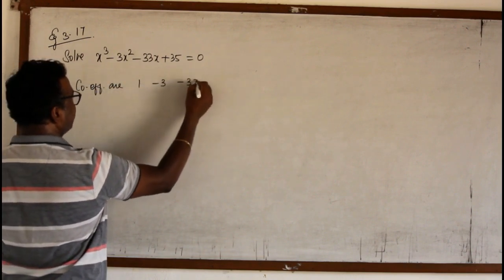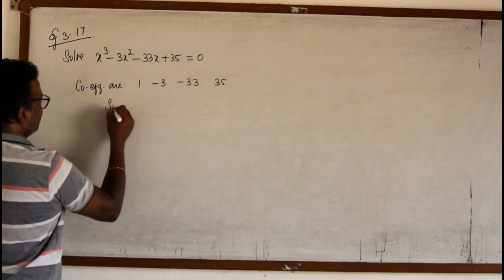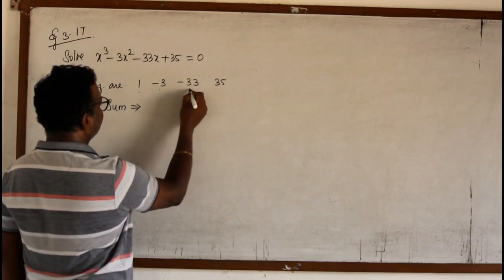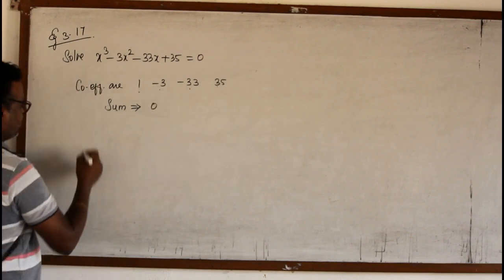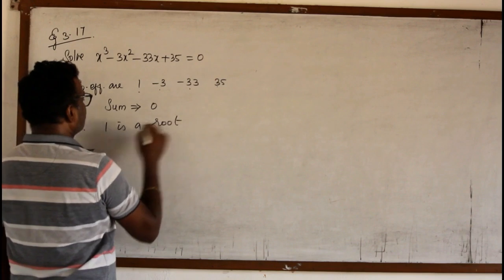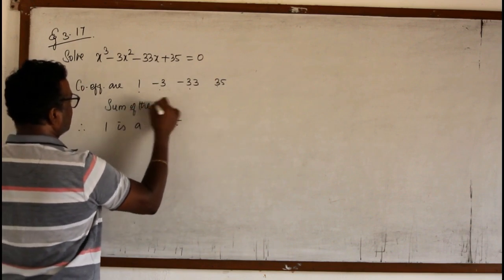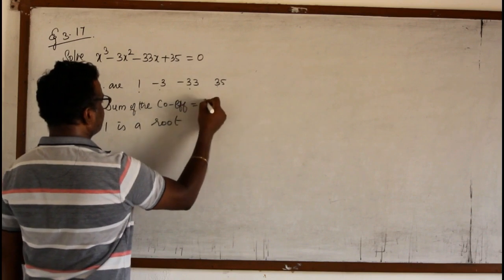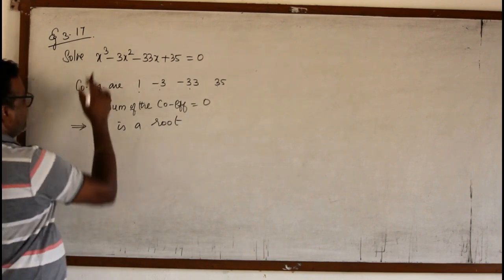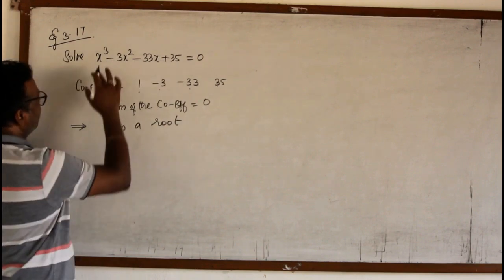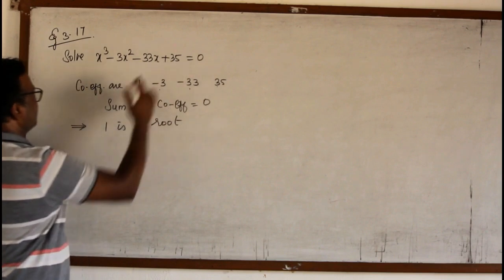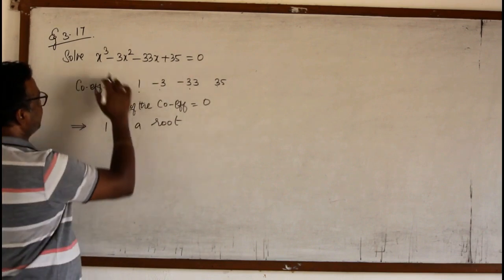The coefficients are 1, minus 3, minus 33, 35. When you add these, 1 minus 3 is minus 2, minus 2 minus 33 is minus 35, plus 35 gives me 0. Therefore, I can say 1 is a root. Sum of the coefficients is 0, so in that case we can say 1 is a root. Since 1 is a root, when I substitute, 1 will satisfy this equation. So using 1, we shall try to find out the remaining roots. We know how to solve this using synthetic division from our 10th standard. So we shall try with that.